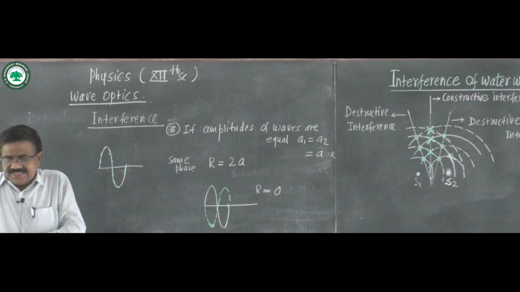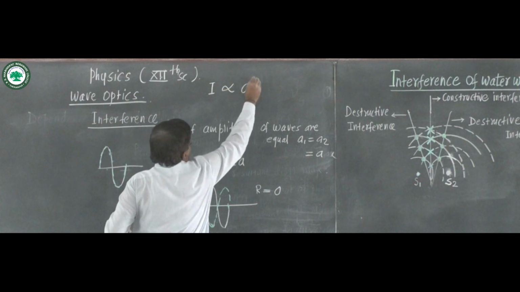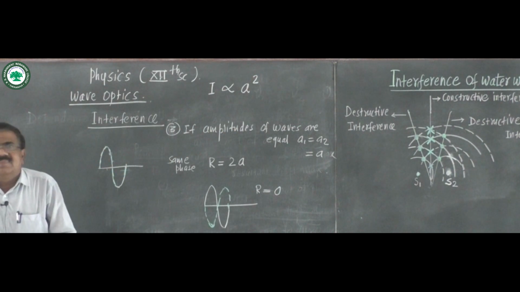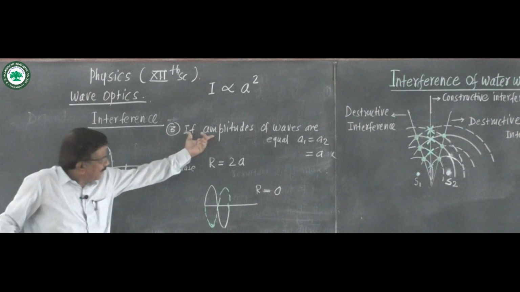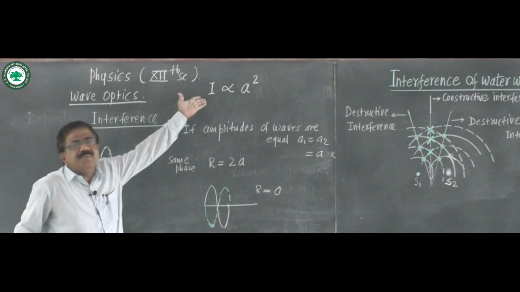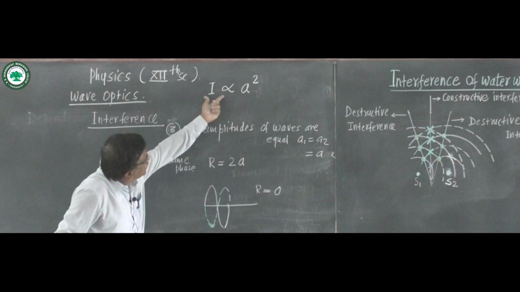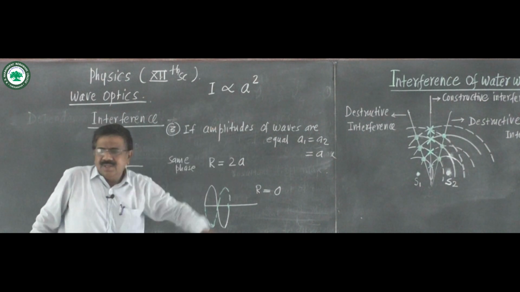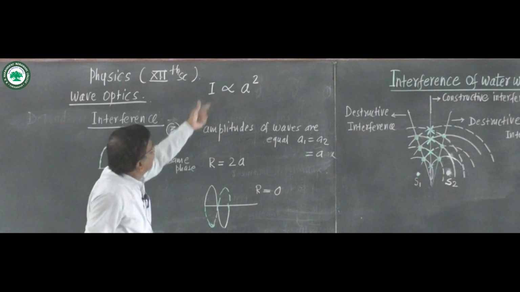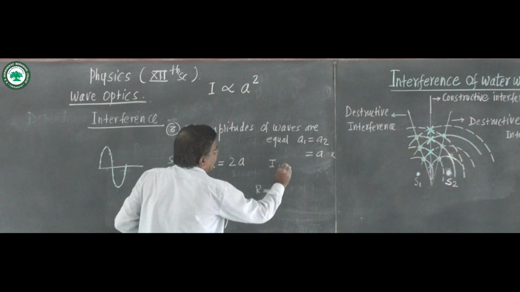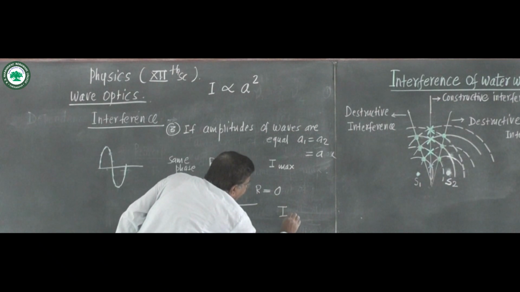Then our next conclusion is, as intensity of wave is directly proportional to square of amplitude. Here amplitude is twice the amplitude, so intensity will be more. At out of phase point, amplitude is 0, so intensity will be minimum or 0. It means at same phase points, intensity is maximum, and at out of phase point, intensity of the wave is minimum.